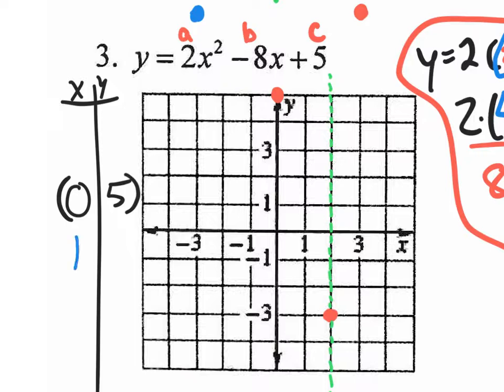If we do plug in a 1, let's do this in our head. 1 squared is 1. 2 times 1 is 2. Let me actually write that down, 2 right here. And then plug in a 1 right here. 8 times 1 is 8, so you have a minus 8. So you have 2 minus 8 and then plus 5. 2 minus 8 is negative 6, and negative 6 plus 5 is negative 1. So when I plug in a 1, I get out a negative 1. So let's go 1, negative 1, and put a dot right there.